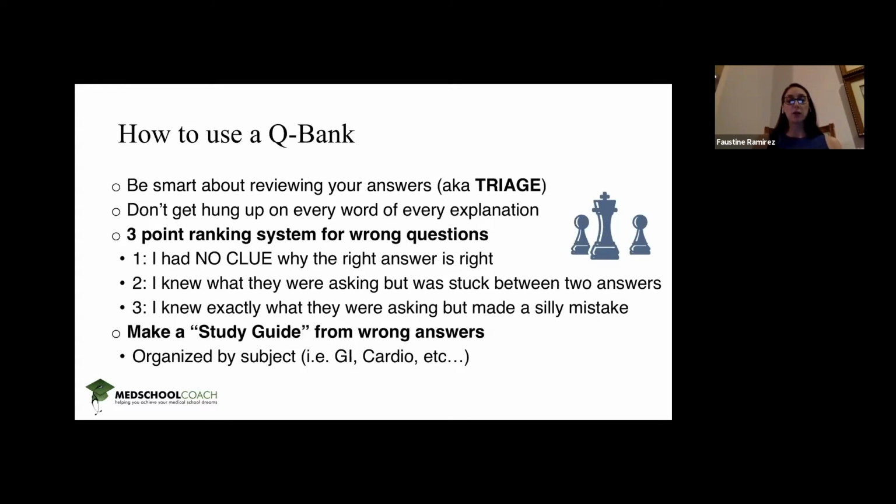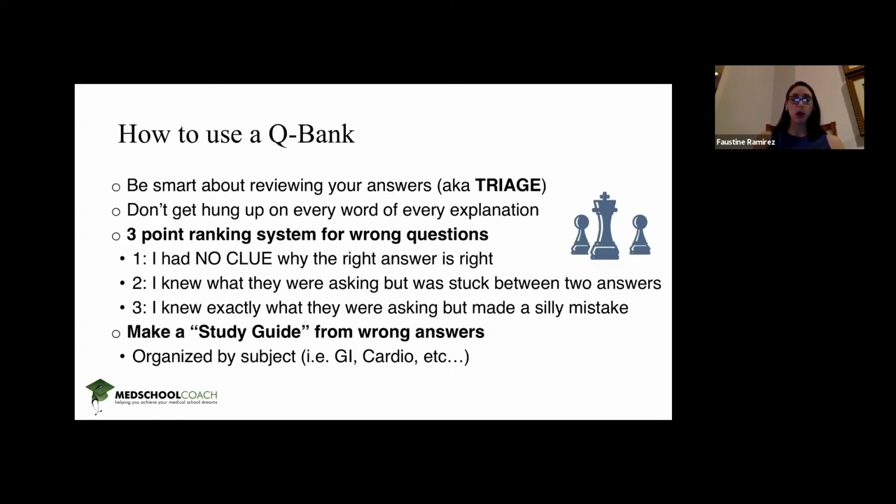And while you're reviewing, you'll be making a study guide based on the wrong answers. And we recommend organizing this by subject. So for example, having a study guide on GI and on cardio, on POLM based on questions you got wrong. Some people want to type it. Some people recommend writing it by hand. For me, I'm the kind of person that really learns by writing things down. So I recommend writing this by hand. And this will be a really golden resource.